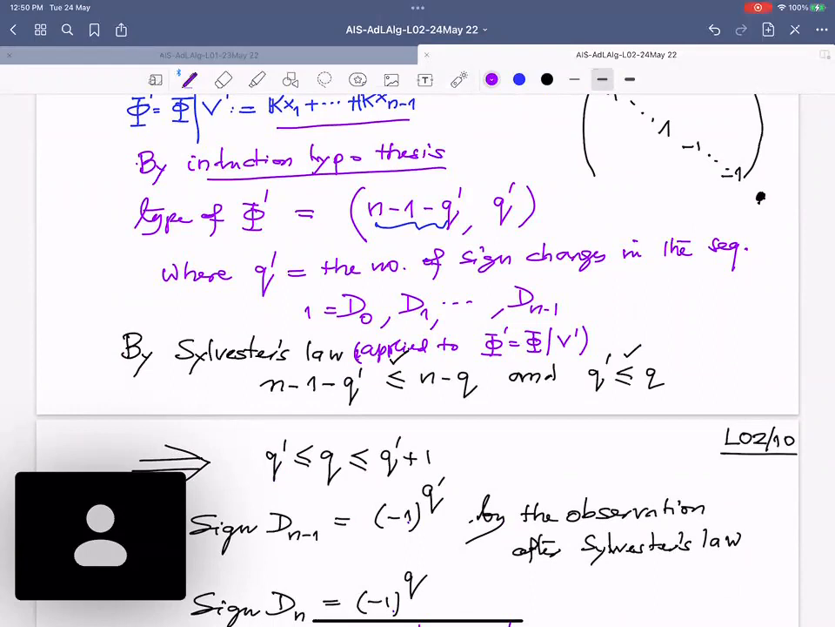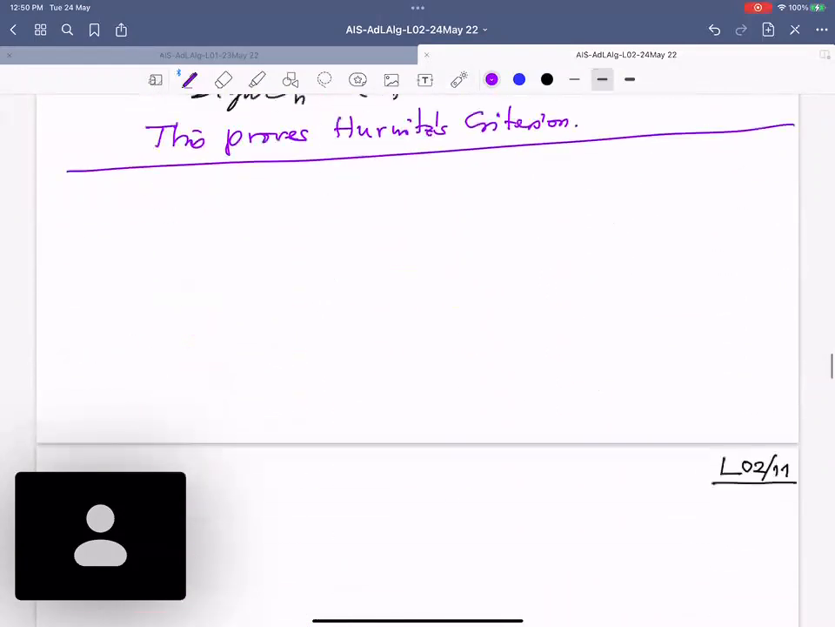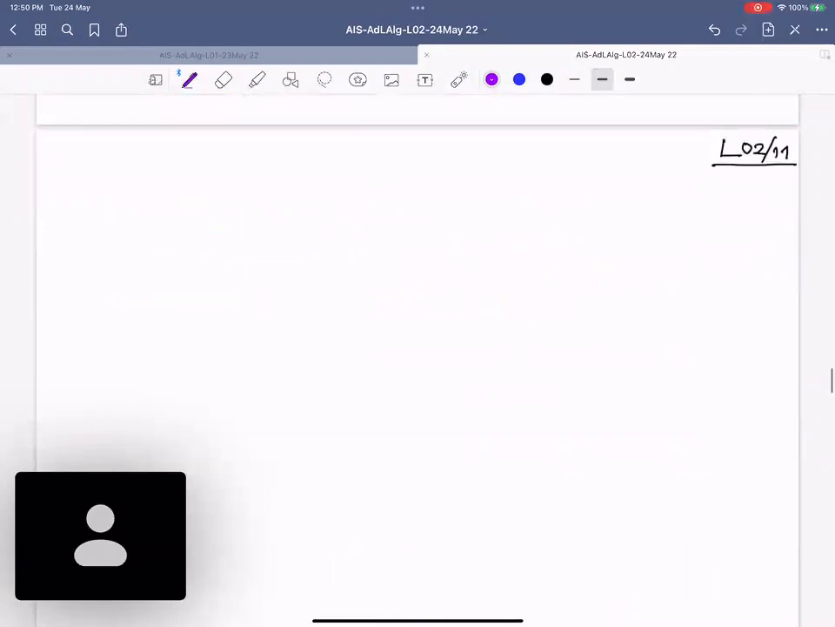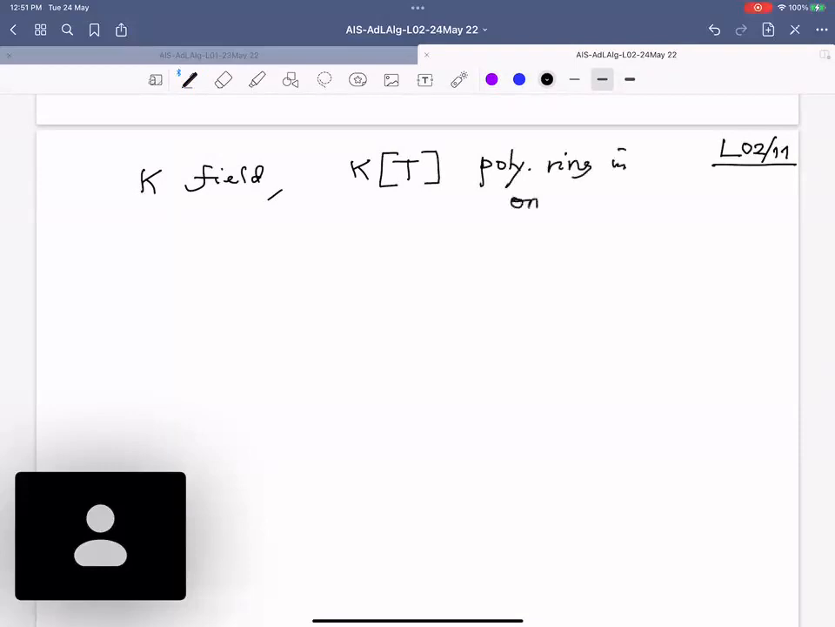All right. Now I want to prove one interesting result. This is about matrices. I have to bring in the polynomials. So let us take K to be a field. And I will denote K[T] to be the polynomial ring in one variable T.